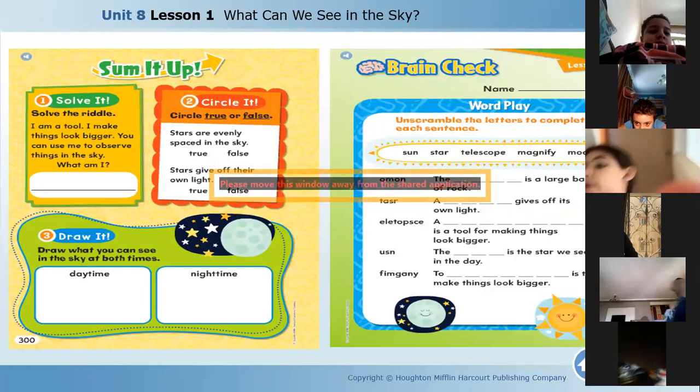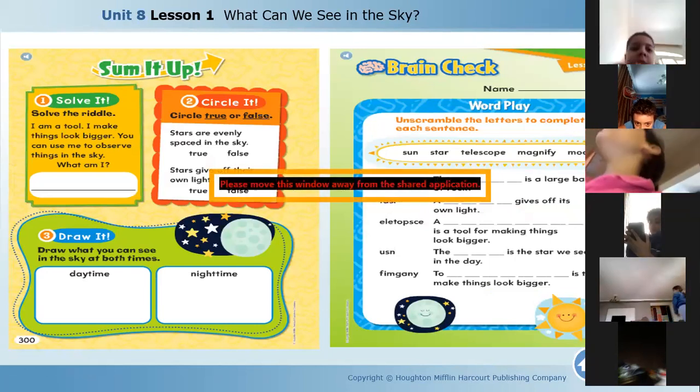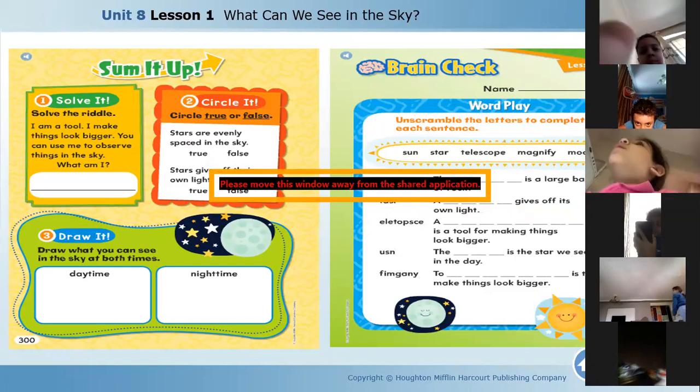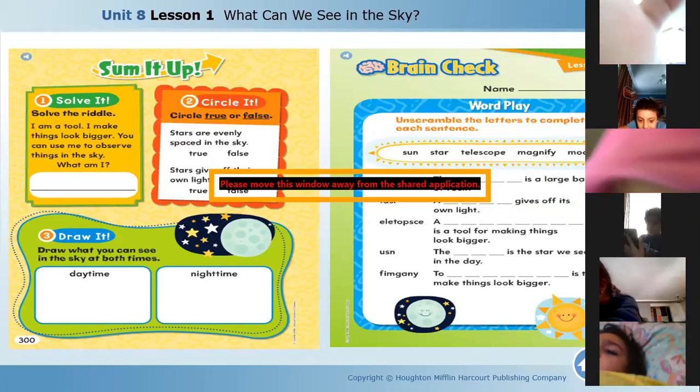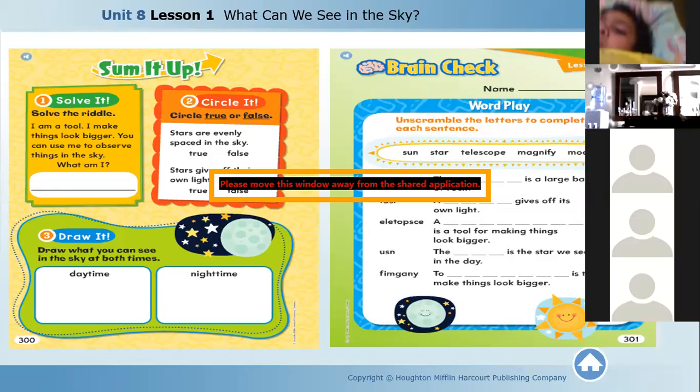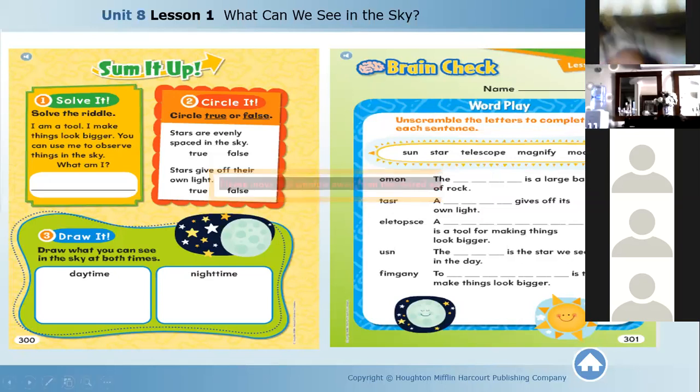I'm going to ask different questions. The first one: I am a tool. I make things look bigger. You can use me to observe things in the sky. What am I? I want those who didn't answer today. Kenzie didn't answer. Okay, Kenzie. Kenzie?